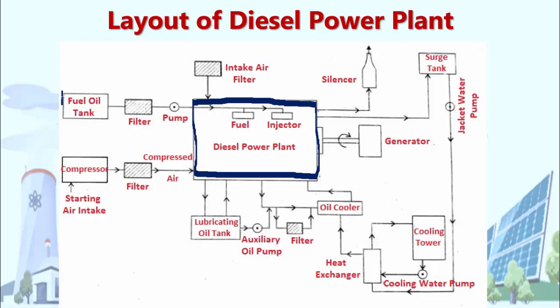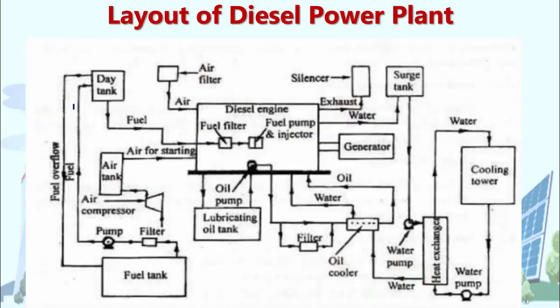Here, a fuel tank is used to store the fuel, and in the next layout I will show you this fuel oil tank in detail. The day tank, this is the fuel tank. From the fuel tank a filter is used to filter the fuel, and through the pump the fuel gets into the day tank. Here in the day tank the fuel is stored, and if there is excess fuel then it will overflow through this line back into the fuel tank itself. This is a separate circuit.